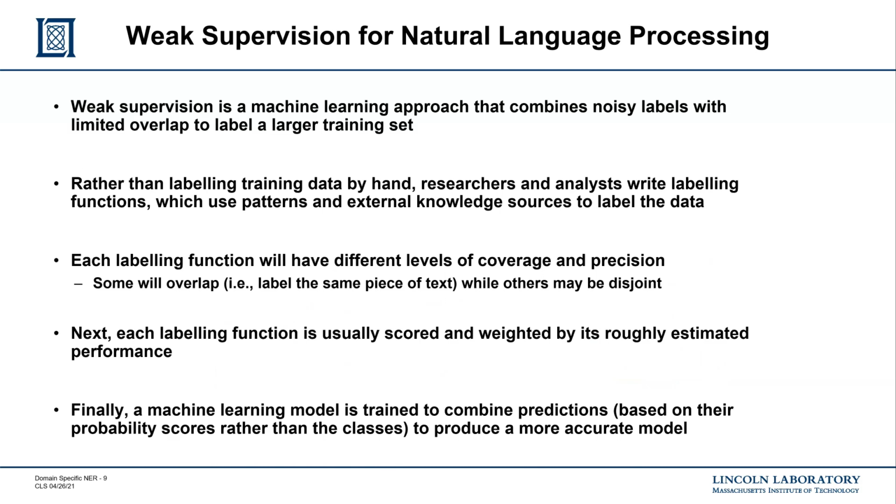This more or less summarizes what I just said. So we combine these noisy labels, right? Our labeling functions can make mistakes. They can have poor coverage, poor accuracy, miss lots of things. Rather than labeling data by text, we just have a bunch of these functions. They are usually scored and weighted by their roughly estimated performance. And then you have machine learning, there are different algorithms that you can use that combine those to get your final labels. And those labels can be probabilistic. They don't have to be deterministic.